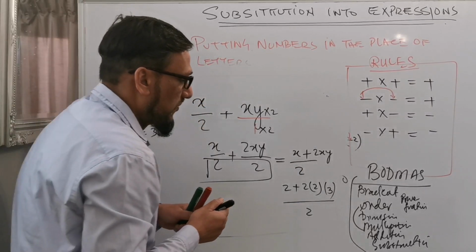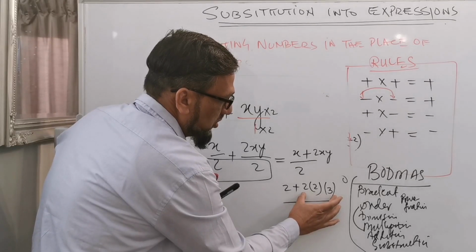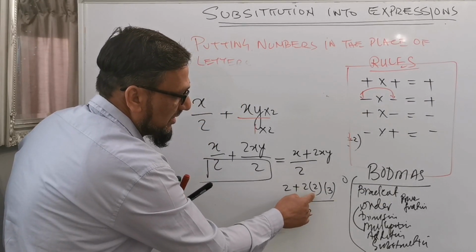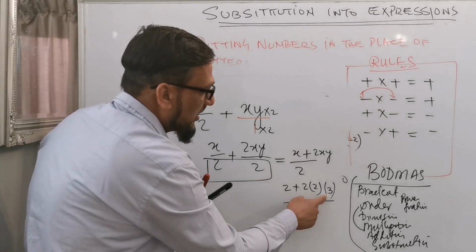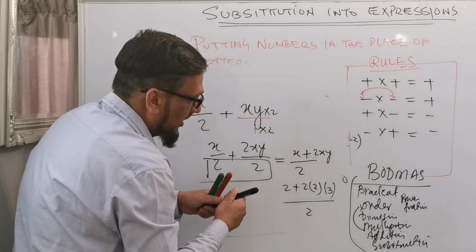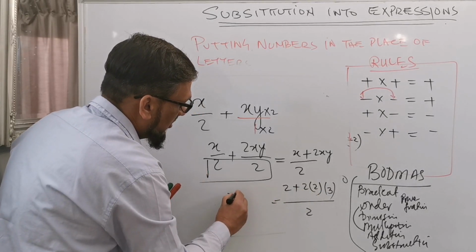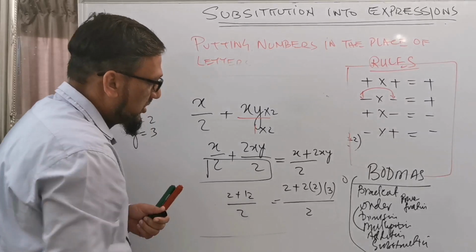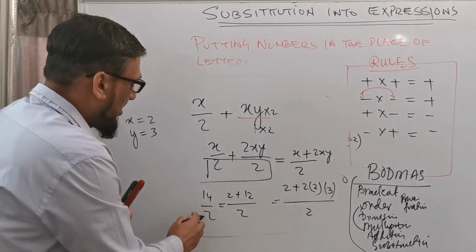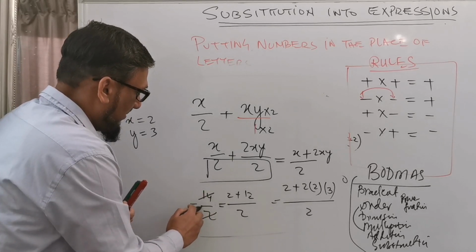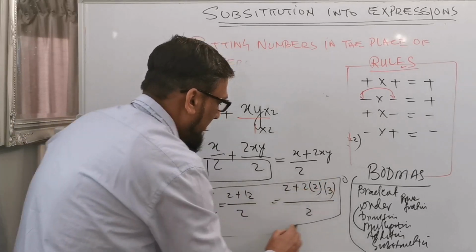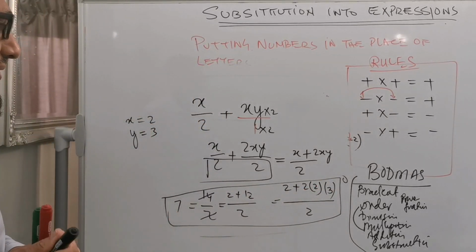So first we need to do the multiplication, as per BODMAS. So 2 times 2 is 4 and 4 times 3 is 12. So the answer for this one is 2 plus 12, which is 14 over 2. The answer will be 7. So this is your final answer.